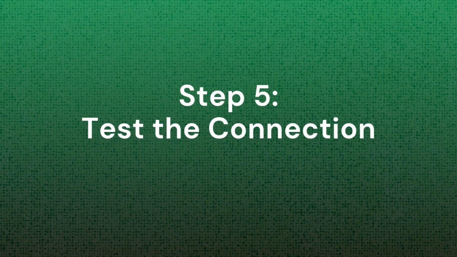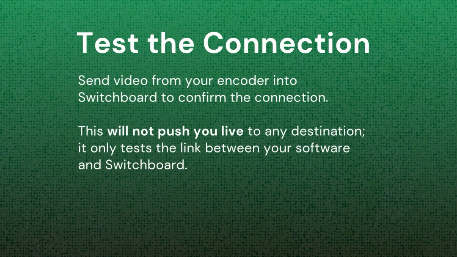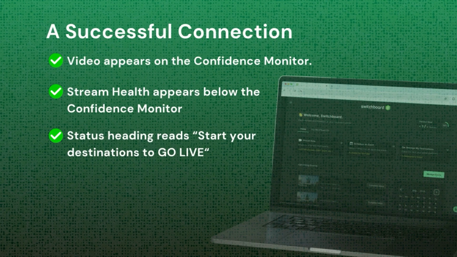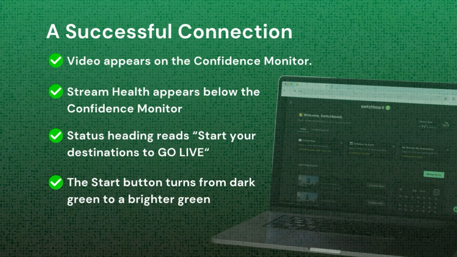Step 5. Now let's test the connection. We'll start sending video from the encoder into Switchboard to confirm the connection. This will not push live video to any destinations. It only tests the connection between the encoder and Switchboard. You'll know you have a successful connection when video appears on the confidence monitor. The stream health appears below the confidence monitor.